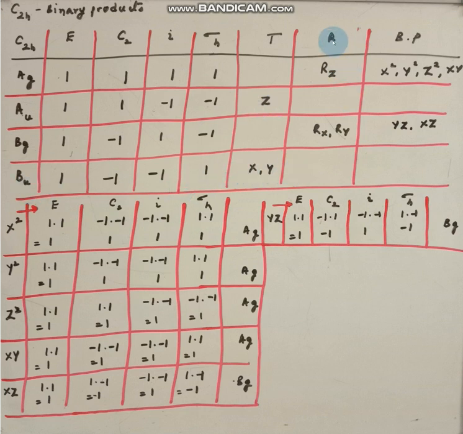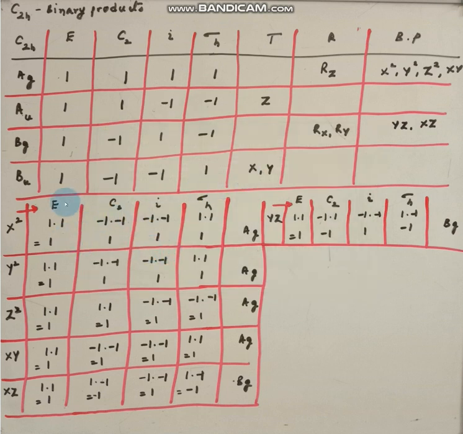Similarly, for the rotation vectors, Ag is Rz, the rotational vector along the Z axis, and Bg is the rotation vector along X and Y. Now, I should study the binary products, that is, binary products should be expressed in terms of x square, y square, z square, xy, yz and zx. Now, x square is nothing but the multiplication of x with x.